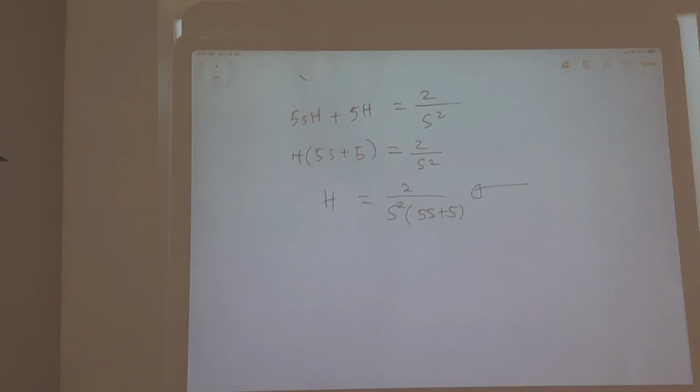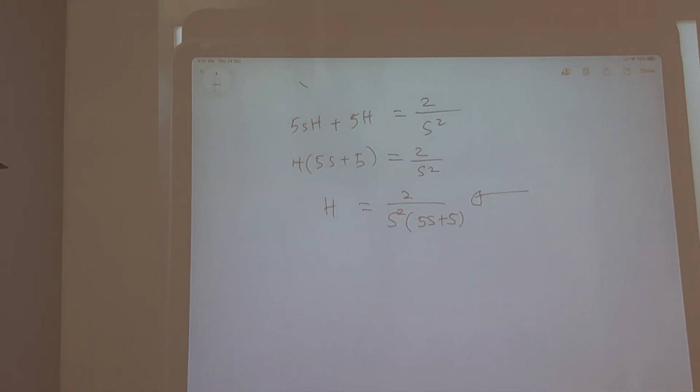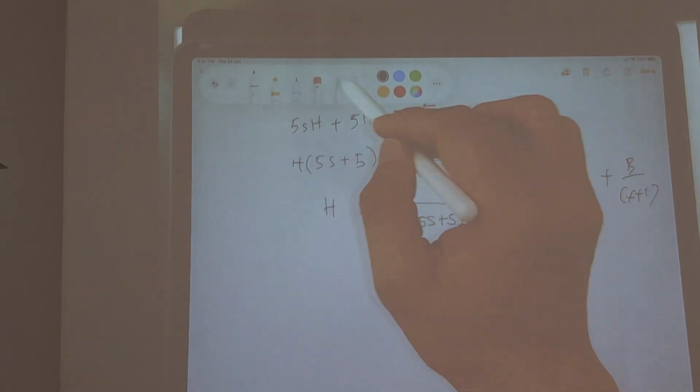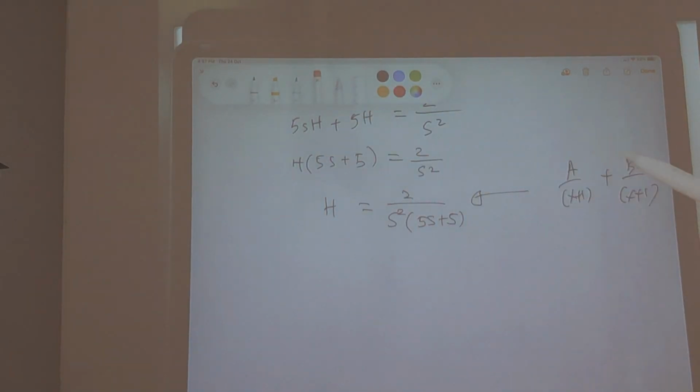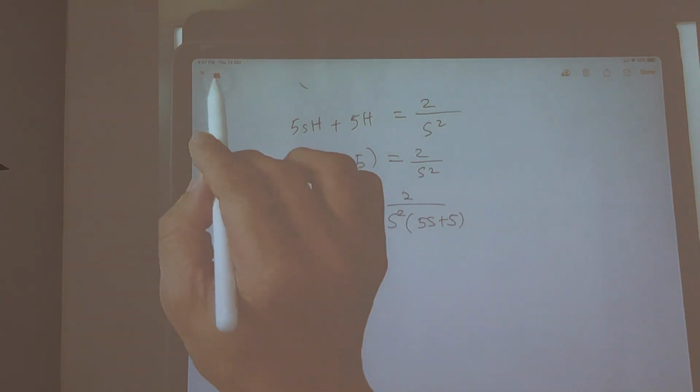The easier way to break it is actually to use partial fractions, right? Actually, I can break this one into A divided by x plus 1. Remember yesterday I showed you B over x plus 1, things like that, right? But in this case, how many factors do I have at the denominator? I have 2, right? One is s power 2, one is 5s plus 5, correct?